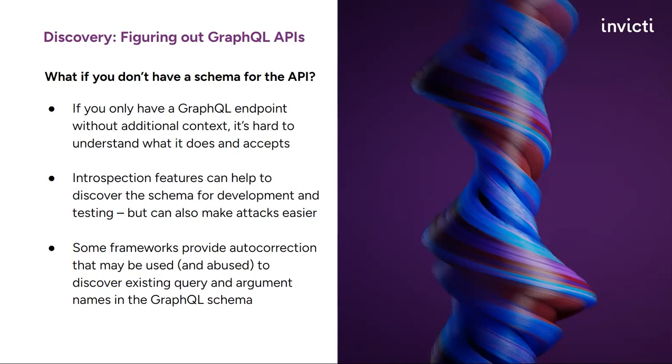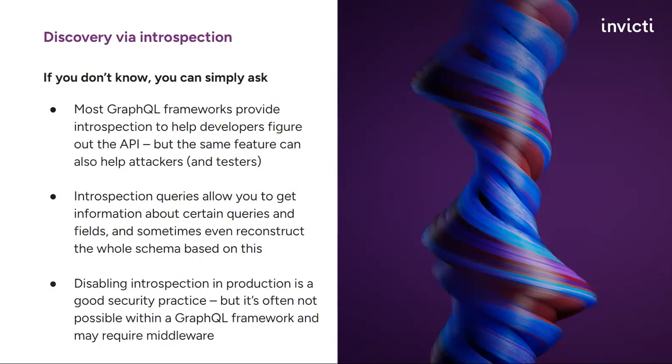And as I mentioned before, some GraphQL frameworks also provide an autocorrection feature, which is not really that bad, but if introspection is not enabled, it might allow an attacker to brute force the application more easily and get some more information about it without actually having the schema. And yeah, this is really useful for an attacker. But the way more powerful tool than the autocorrect feature is the introspection feature.